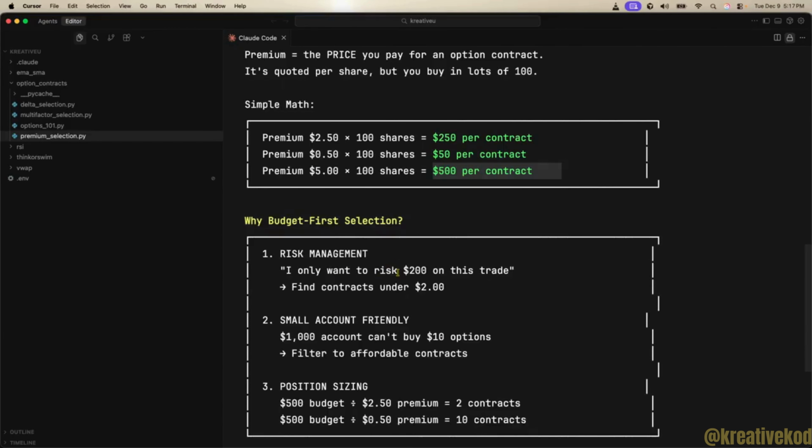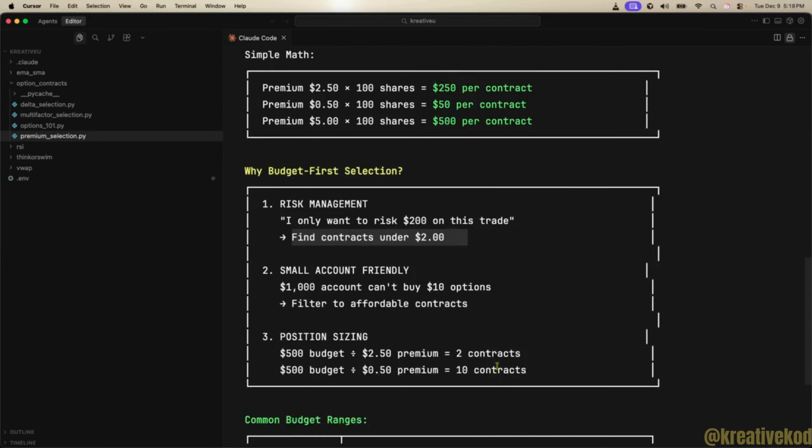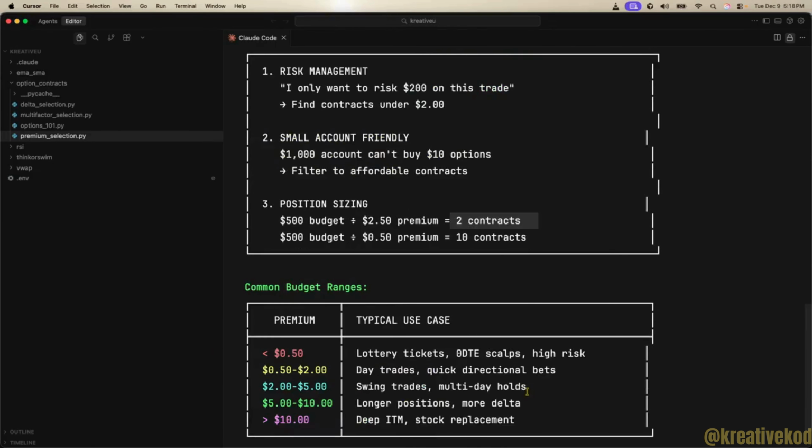So why is budget first selection useful? Risk management. I only want to risk $200 on this trade, so I need you to find contracts that are under $200, or $2, knowing that we're going to multiply that by 100. Small account friendly: if we start with $1,000, we can't buy $10 options, so we filter for the affordable contracts. And then position sizing: a $500 budget divided by a $250 premium equals 2 contracts, and a $500 budget divided by a $50 premium equals 10 contracts.